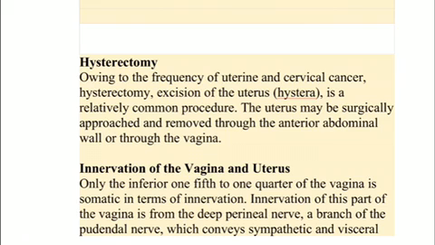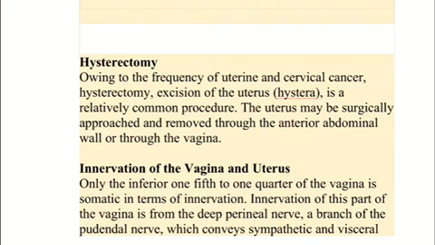Hysterectomy. What about hysterectomy? Because of the frequency of uterine and cervical cancer, hysterectomy may be indicated as excision of the uterus. It's a common procedure. The uterus may be surgically approached and removed through the anterior abdominal wall, or it can be removed through the vagina.